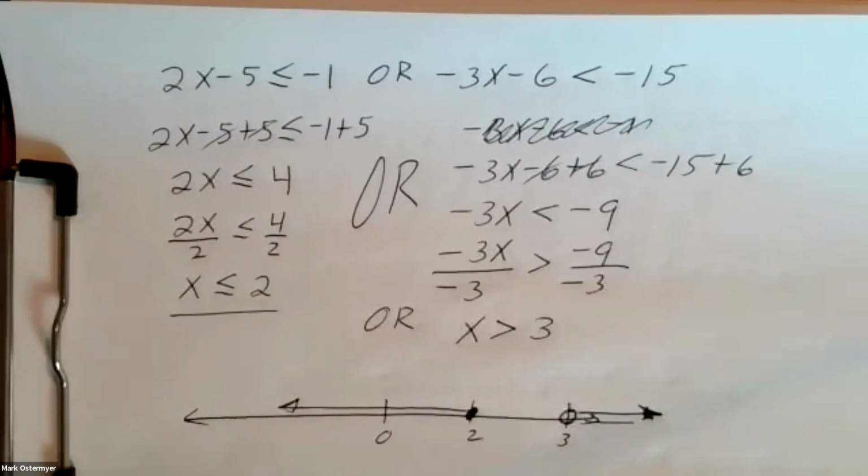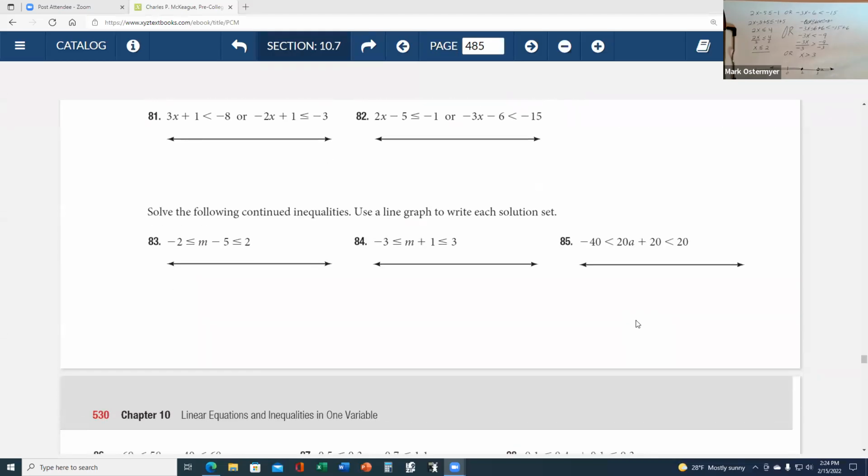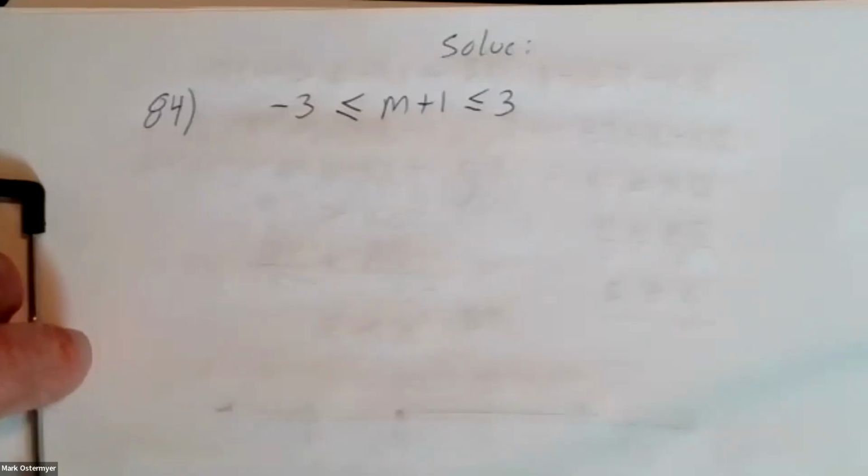So I've shown you how to solve a couple of compound OR inequalities. The only other compound inequality that we run into is called a compound AND inequality. Number 84 is an example of a compound AND inequality that says m plus 1 is less than or equal to 3 and at the same time greater than or equal to -3. And we want to solve this compound AND inequality for the solution set for the variable m.